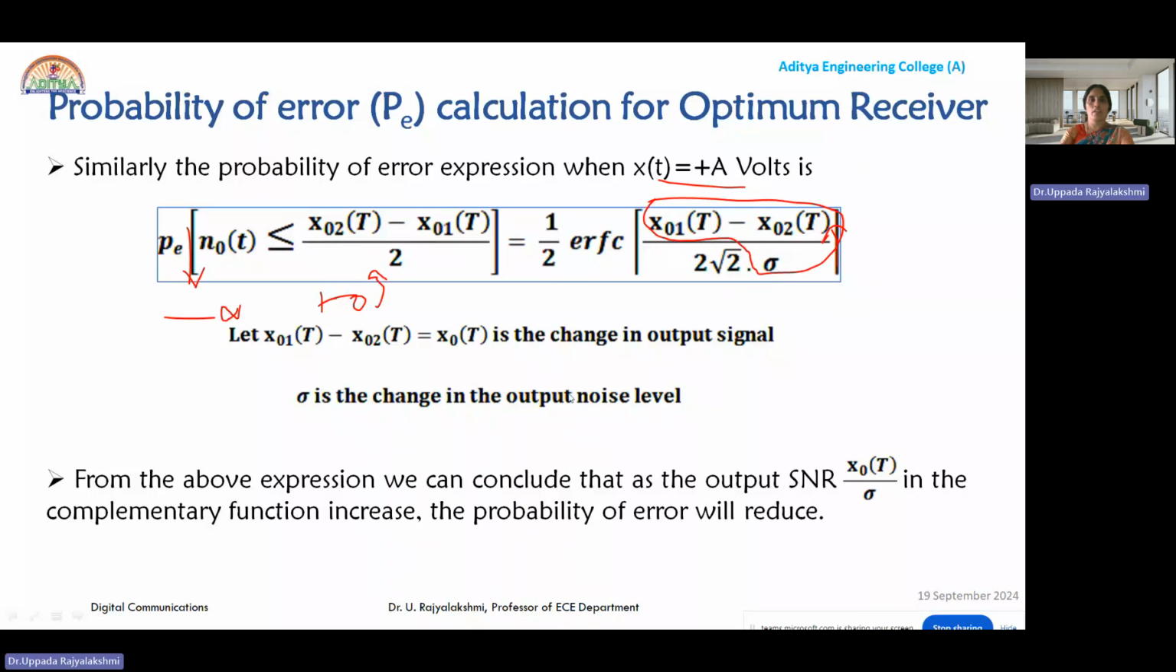In the next module, we can discuss the calculation of SNR of optimum filter receiver.